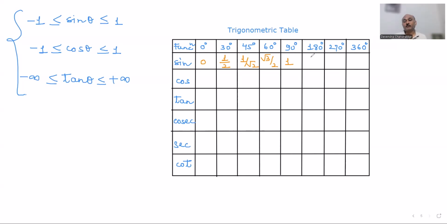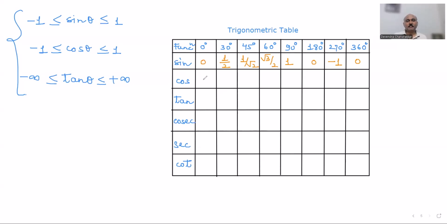Sine of 180 is 0. Sine of 270 is -1. Sine of 360 is 0. Right? These are the values which we are interested in.